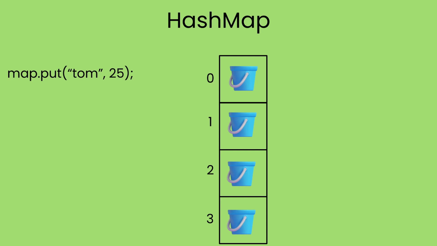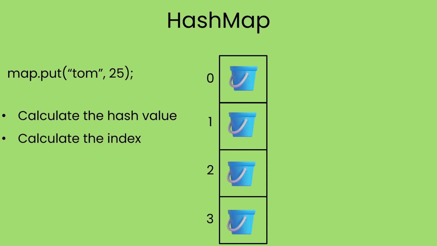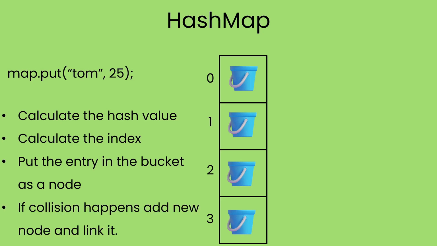For example, now let's say we are putting an entry to the map and we have this key Tom and value 25. So initially we are going to calculate the hash value, and based on this hash value we are going to calculate the index. And based on this index it will be decided where the entry goes, in which bucket. So if the index is 0, it will go to 0th bucket, and so on. Next step is to put the entry in the bucket as a node. And finally, if the collision happens, add new node and link it.